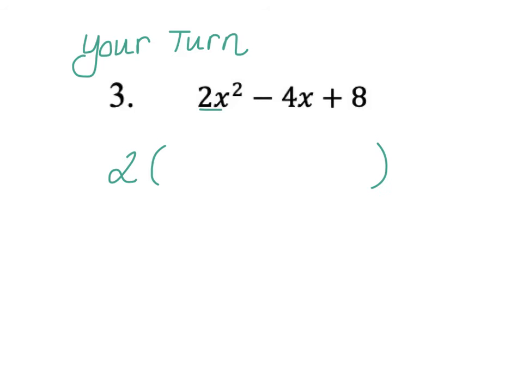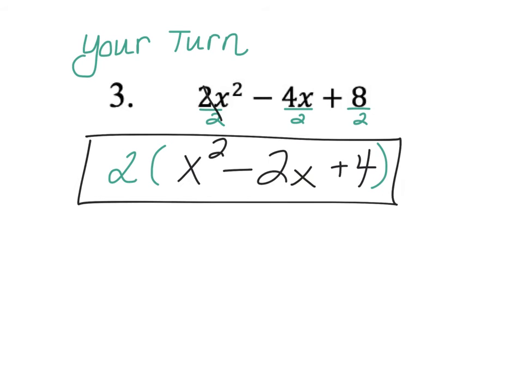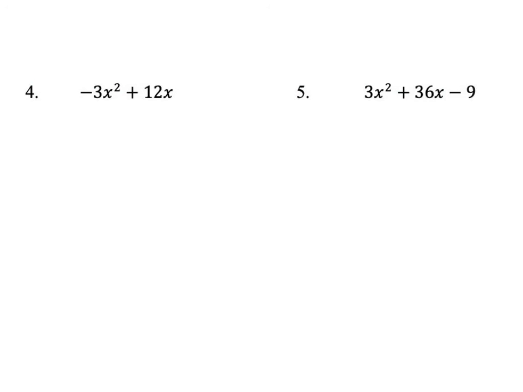Okay, so what am I going to do? I'm going to divide each term by 2 to see what remains. This would be x to the second minus 2x plus 4. So this expression is factored. Number 4 has something we didn't quite see before. The leading coefficient, this term in the front, is negative. We don't typically like that in mathematics, so what we do to get rid of that is we divide by a negative value. So whatever my greatest common factor is, I'm going to make it negative.